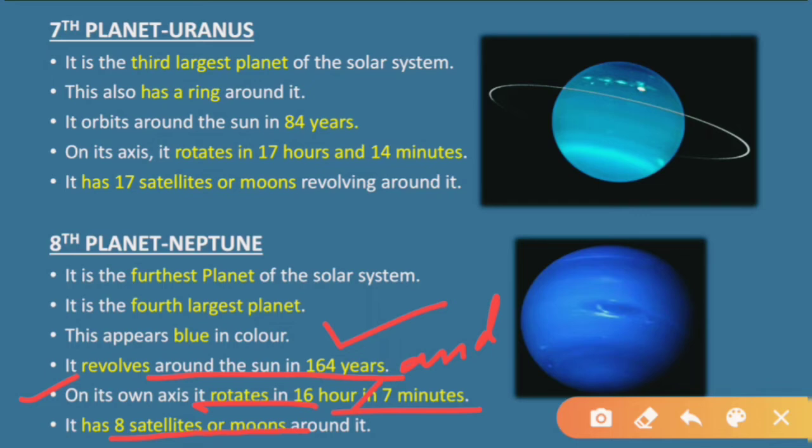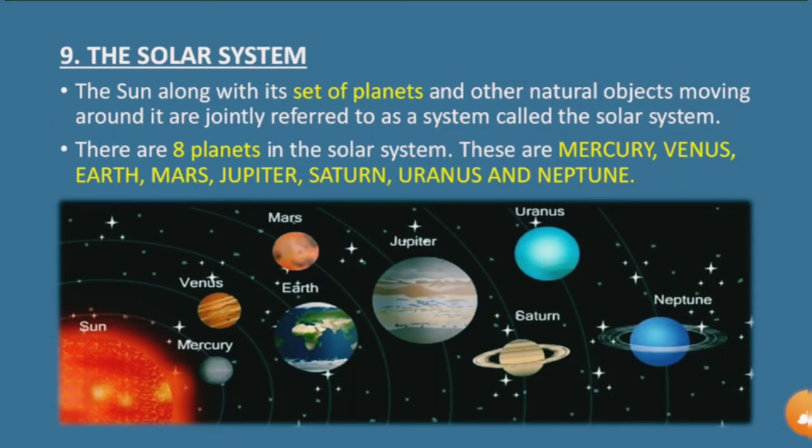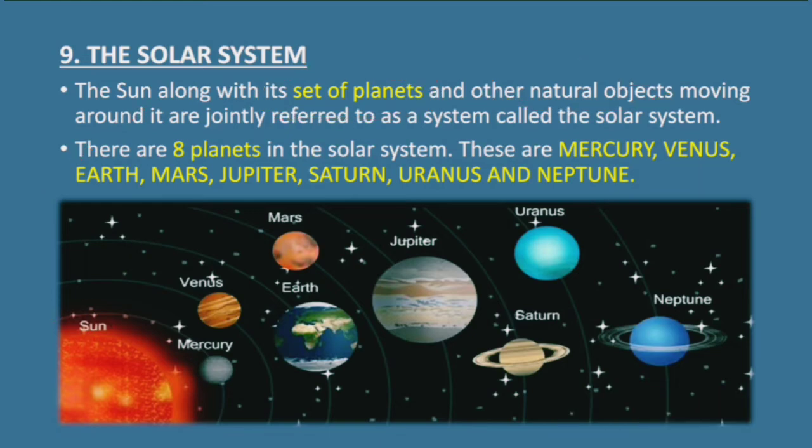Understood? So we have completed all the 8 planets of the solar system. You have very well understood the meaning of the solar system. What do you mean by solar system? Solar system means the sun along with all the set of planets and natural objects are known as the solar system. You have studied that there are a total of 8 planets in the solar system, and you can see this diagram for reference purposes.